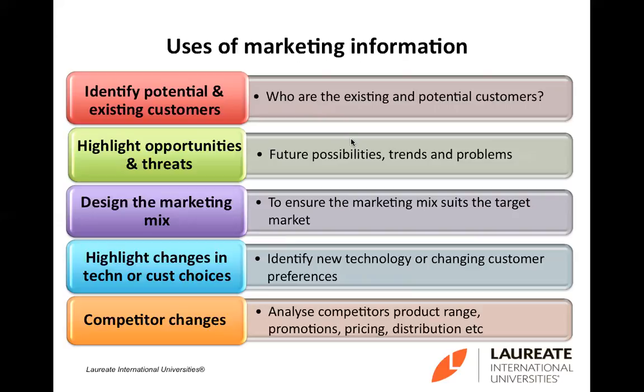Highlight opportunities and threats. That is pretty clear. We understand the environment, like we discussed in module 1, in the market environment section, where we try to understand the opportunities and threats through analyzing the environment. And then we can also use the market information to design the marketing mix, which is actually the offering that we discussed briefly before. We design the marketing mix based on our understanding of the market trends. Highlight changes such as technological changes, customer choices, customers' needs, trends, preferences, and so on, as well as competitor changes. So we do need the information because these things are basically not permanent. They may change.